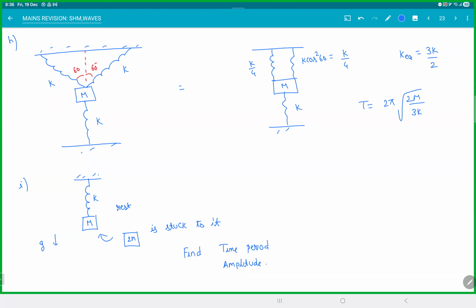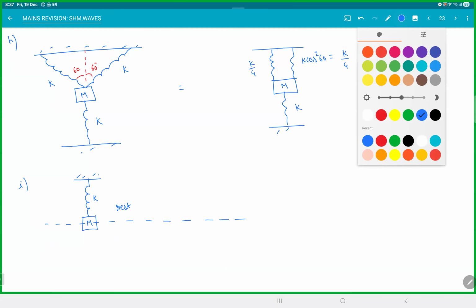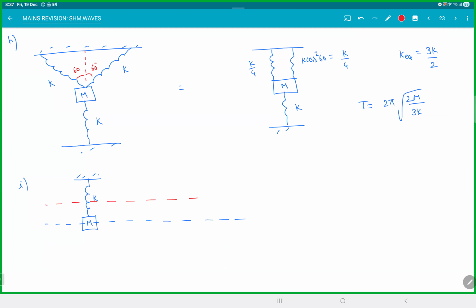What about this? We have done this kind of stuff. When you keep the 2m block here, what happens? This was your initial position. Be careful, this was your natural length. This was mg by k. This would be your extreme position because you're starting from rest. Two m and m. This will keep on stretching till the mean position.